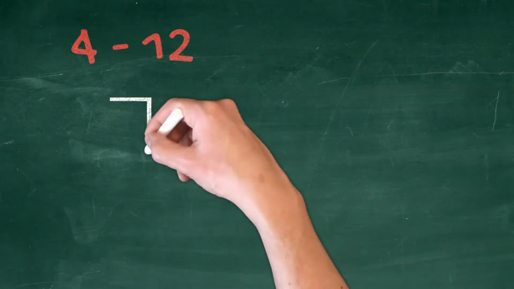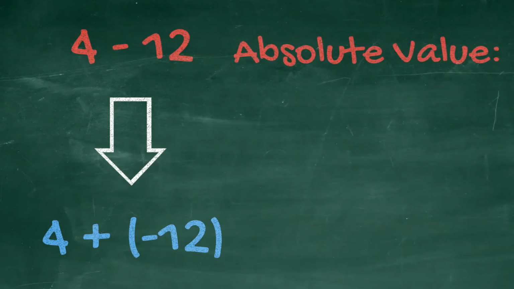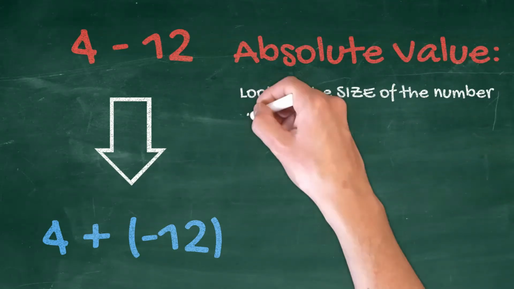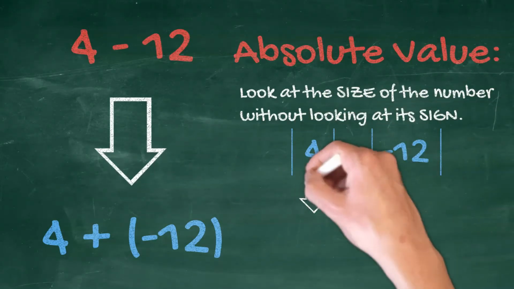Let's take a look at the problem 4 minus 12. First, we'll rewrite it as 4 plus -12. Now we can see that we're adding a positive and a negative number. Which has the larger absolute value? Remember, absolute value means we're looking at the size of a number without looking at its sign.